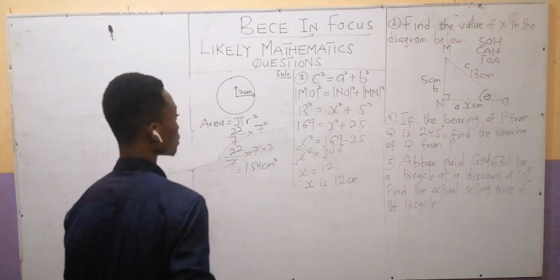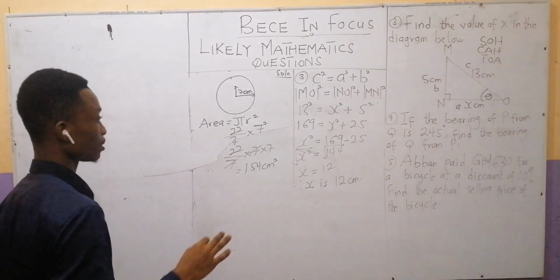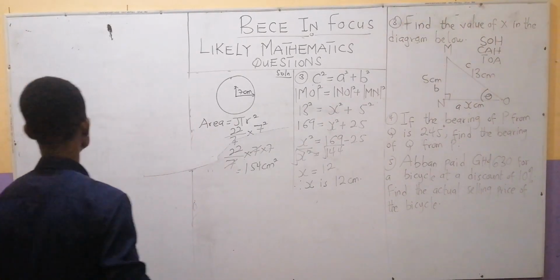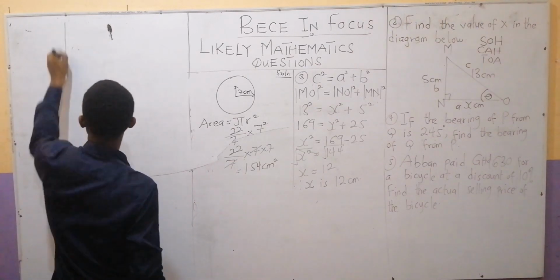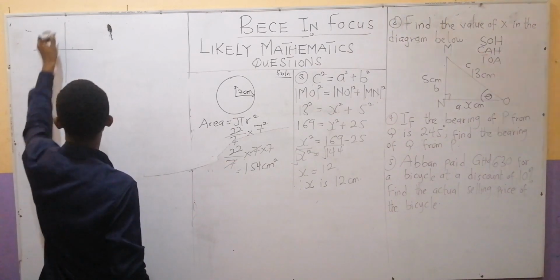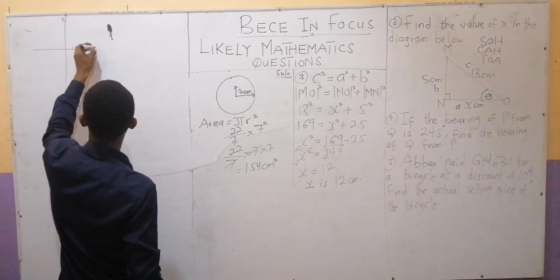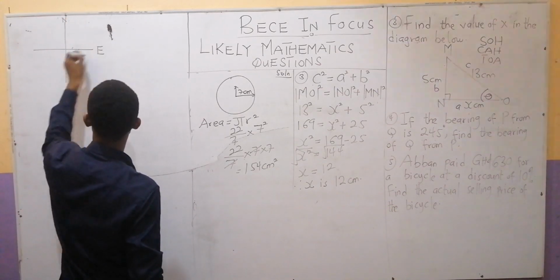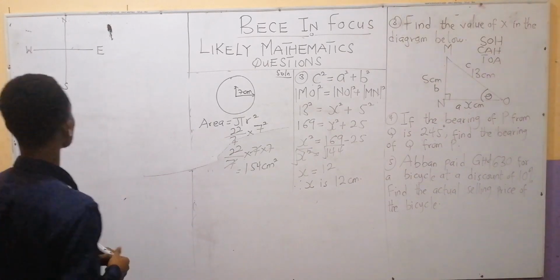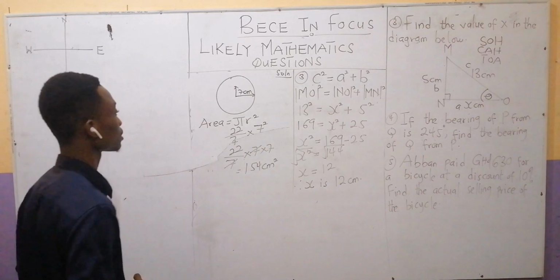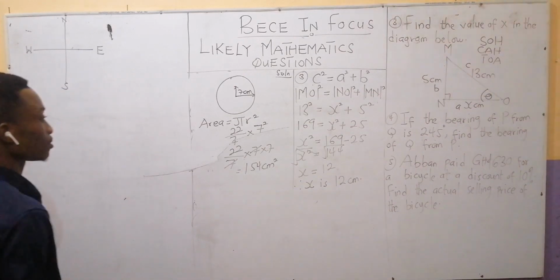The question says that if the bearing of P from Q is 245, let's note that here we need the Cartesian plane that goes this way: north, then east, south and the west. Bearing, the cardinal points are emphasized. So the bearing of P from Q is 245.